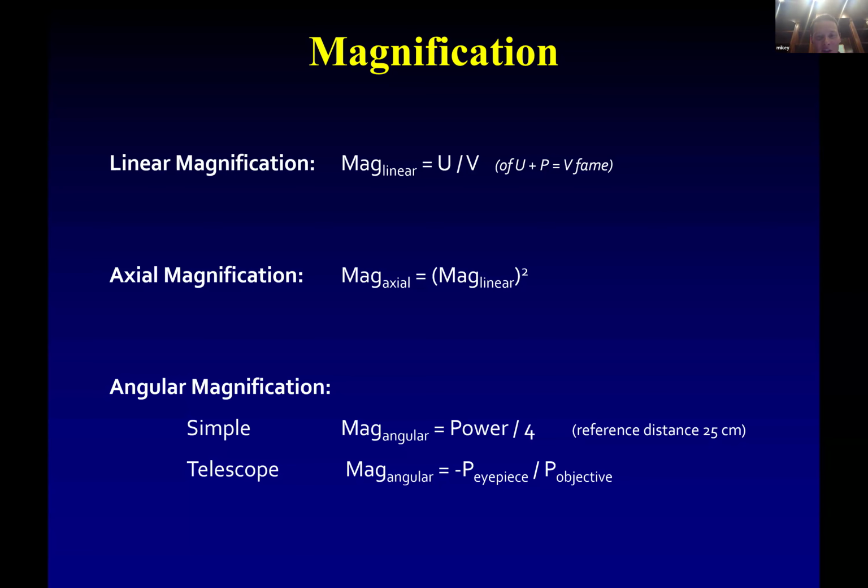And then angular magnification can either be a simple magnifier or a telescope. For simple magnifiers, power divided by 4. And for telescopes, which we'll talk about in a second, it's minus the power of the eyepiece over the power of the objective. So it's a good exam question, I think, just because there's a bunch of different types and you have to know which one they're asking for to know which formula to use.